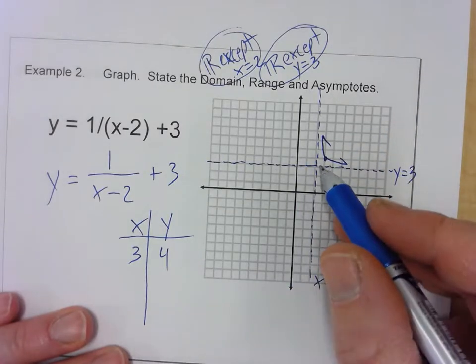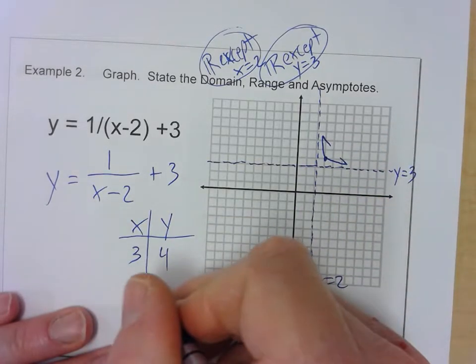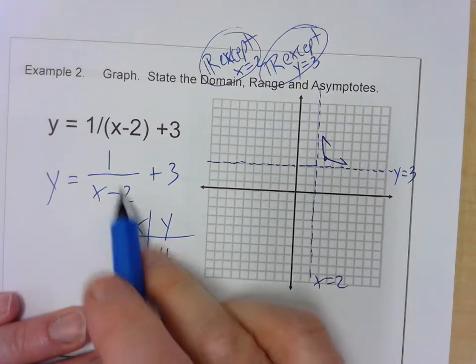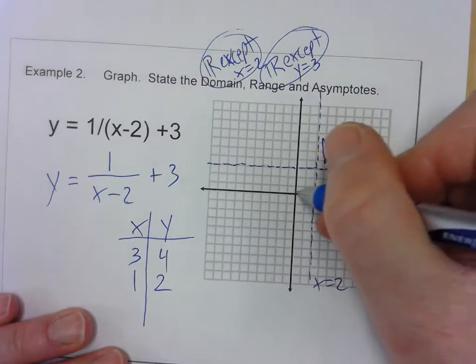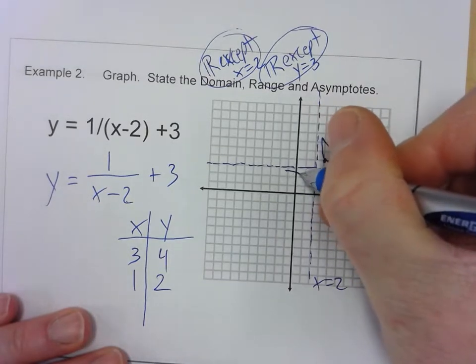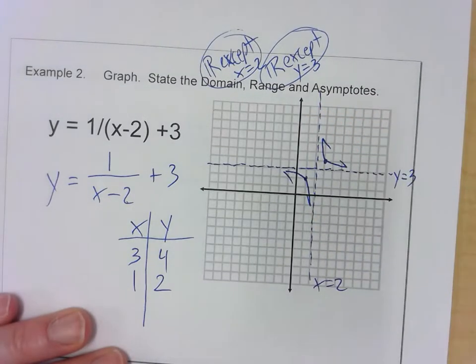And then I'm going to pick 2. No, I'm not going to pick 2, I'm going to pick 1. And that would be -1 divided would be -1, and then it'd be 2. So 1, 2. So there it is.